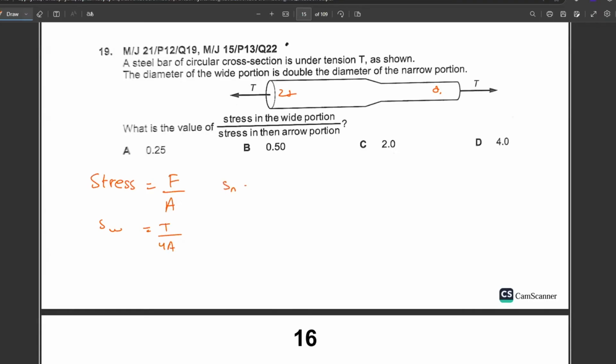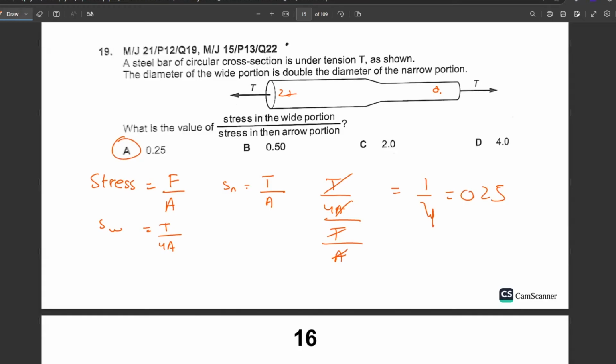For the narrow portion, the force is still T and the area is A. Divide both of them. T over 4A divided by T over A. A cancels out, T and T cancel out, 1 over 4 or 0.25 is your answer. A is your answer. 15's answer should be A. Perfect. Let's further move ahead.